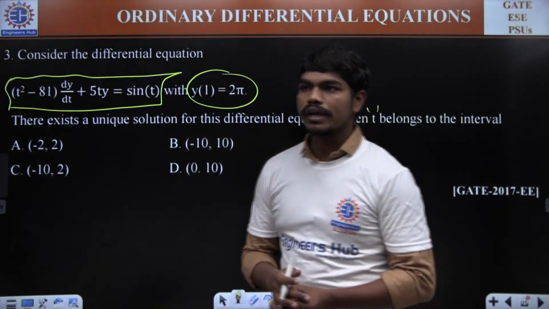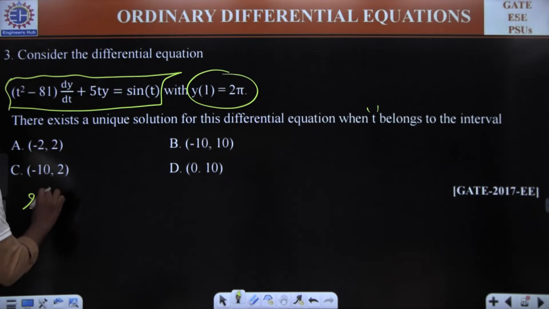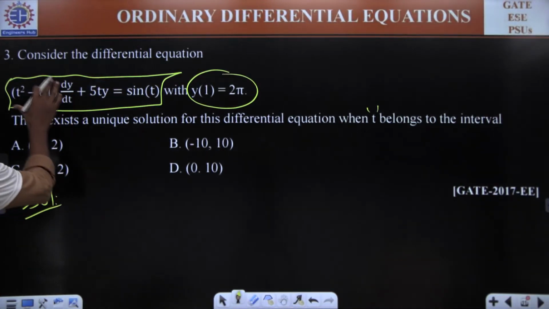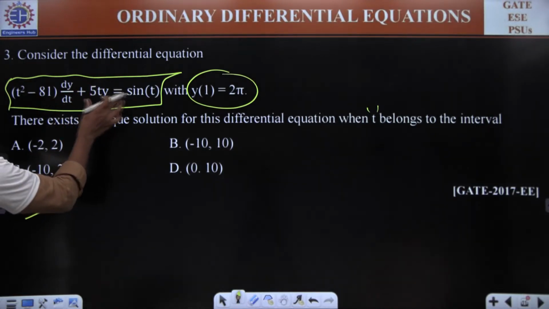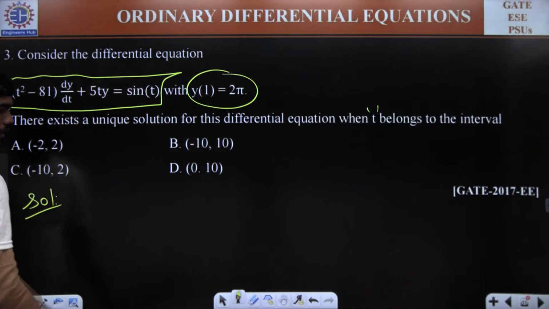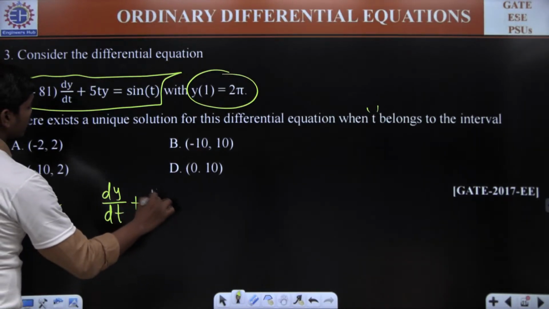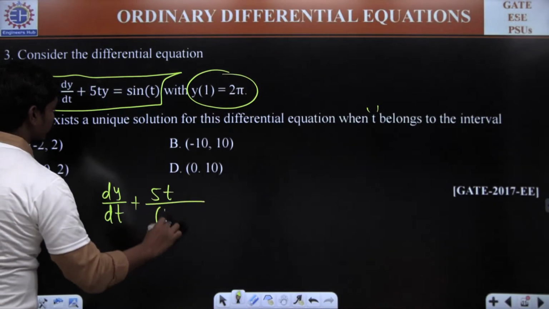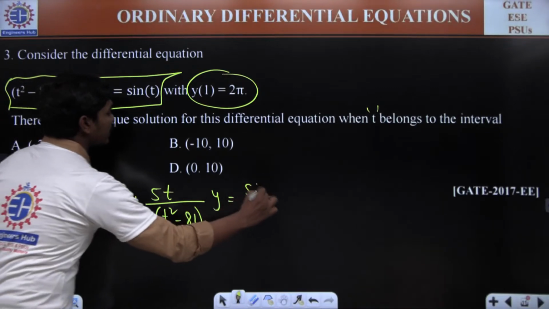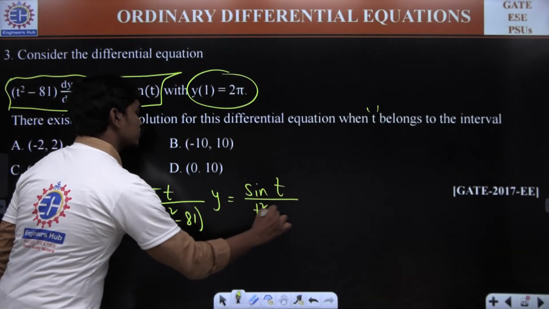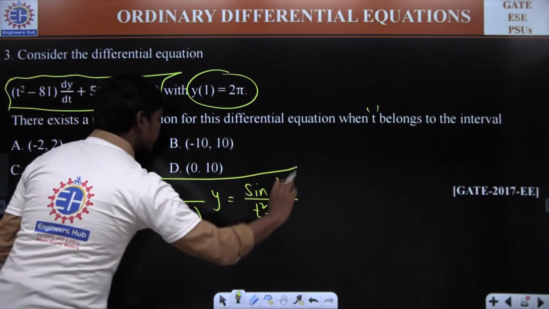So what is the differential equation? Okay, I think you're taking some time, so let me try to help you. Solution. If you see, this is (t² − 81) dy/dt + 5t y = sin t. Now, can I write this equation as dy/dt + (5t/(t² − 81)) y = sin t/(t² − 81)? Yes or no? Can I convert the given differential equation into this?